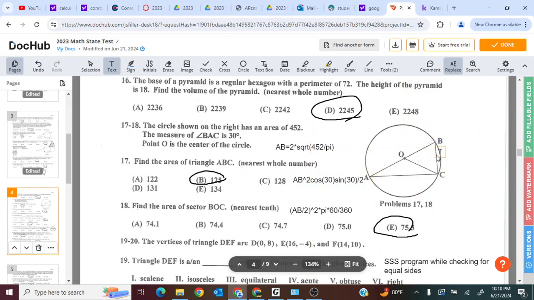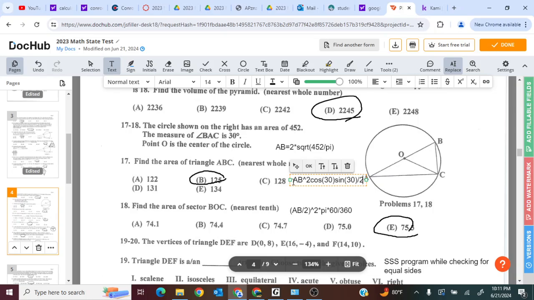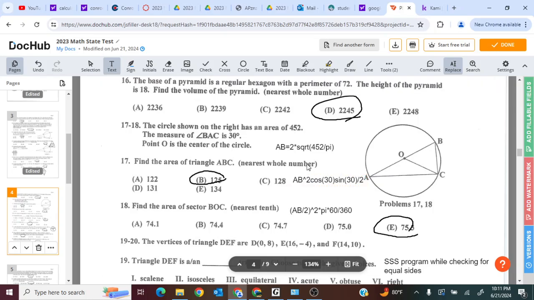Then once you have that, BC is equal to sine of 30 times AB. AC is equal to cosine of 30 times AB. So the area of the triangle can be represented by AB squared times cosine of 30 times sine of 30 over 2, because it's a triangle. Do that, you get 125.